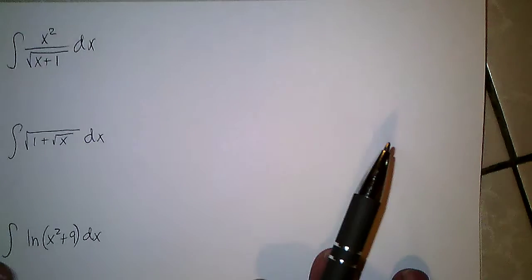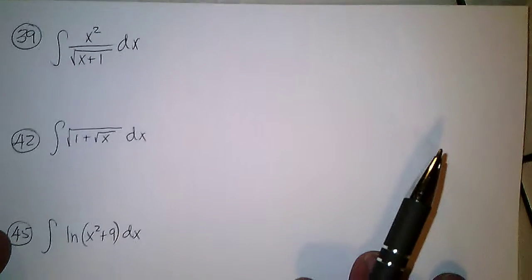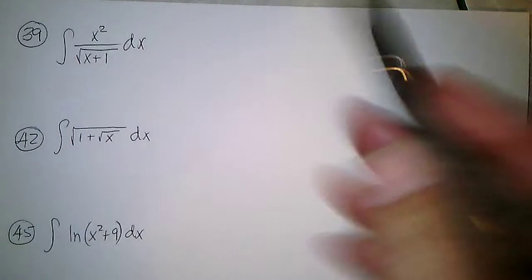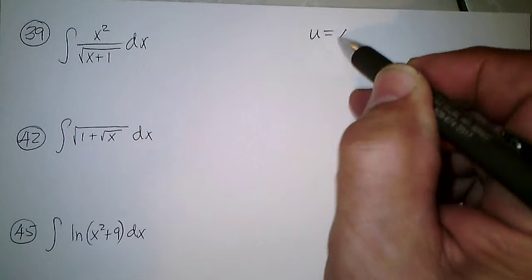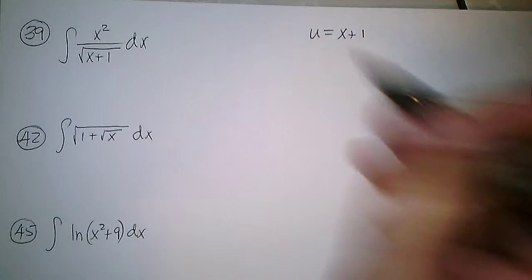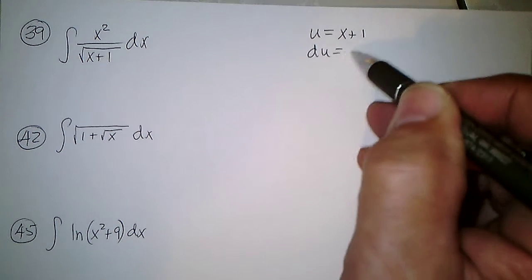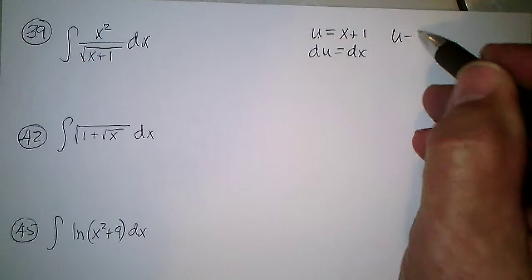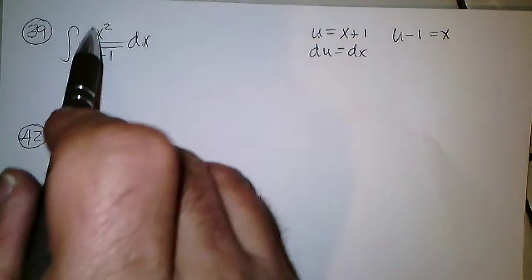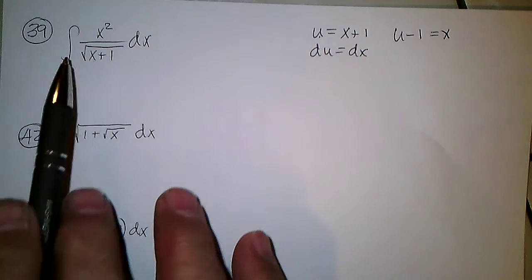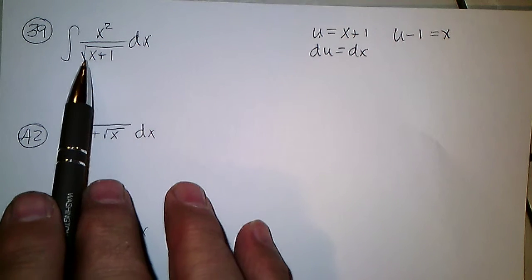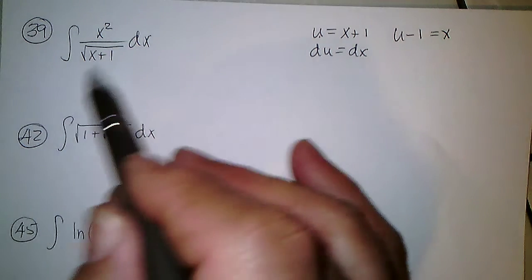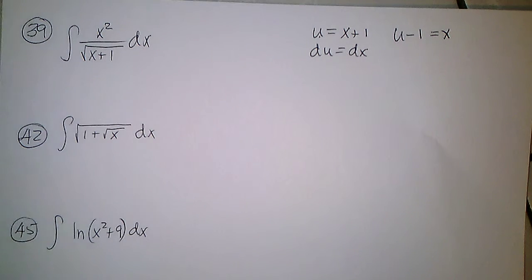And then 39. This one, I think just letting u be x plus 1, then du would be dx, but also u minus 1 would be x, and so you could square it, put that in there, and this would be u to the minus 1/2 when you bring it up in the numerator and multiply it out and integrate it.